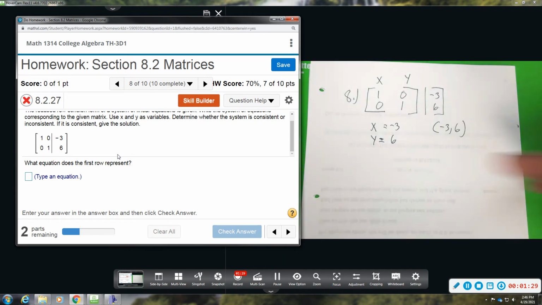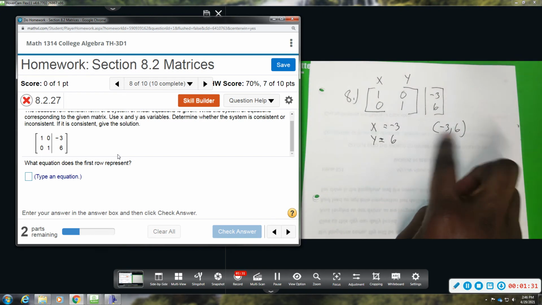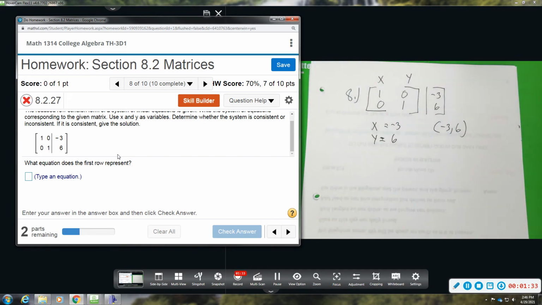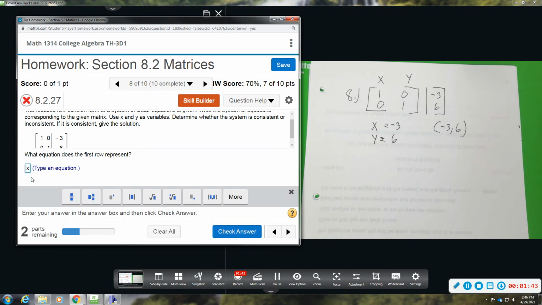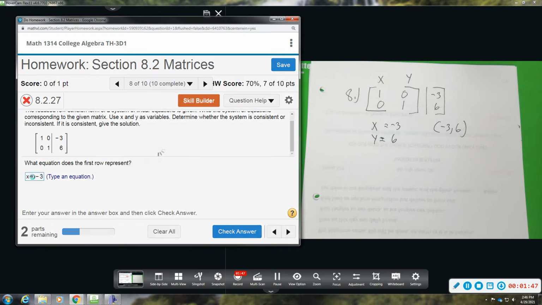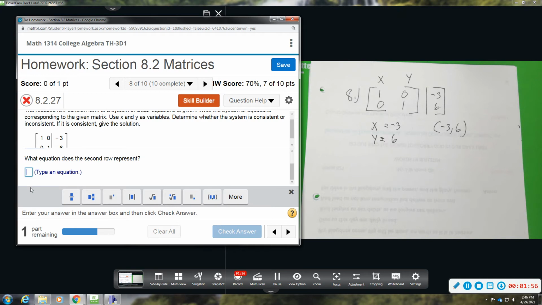So if I had two systems of equations, they would intersect at this ordered pair. We get one solution. So what does the first row represent? The first row represents x equals -3. All right, what does the second row represent? This right here. So my y in that column, y equals 6.